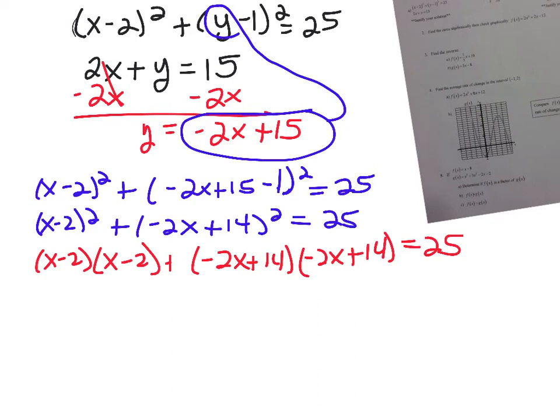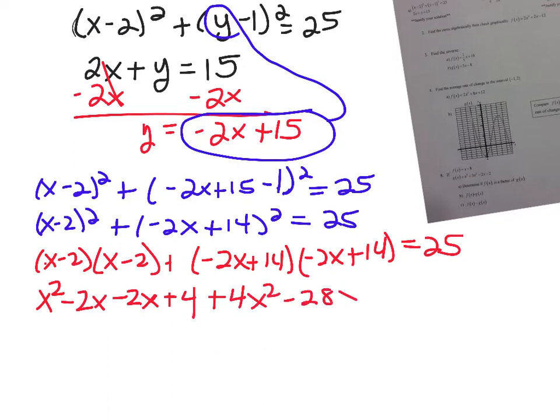All right, so let's start double distributing. So we have x times x is x squared. X times negative 2 is negative 2x. Negative 2 times x is negative 2x. Negative 2 times negative 2 is positive 4. Negative 2x times negative 2x is positive 4x squared. Negative 2x times 14 is negative 28x. 14 times negative 2x is negative 28x. And 14 times 14 is positive 196 equals 25.